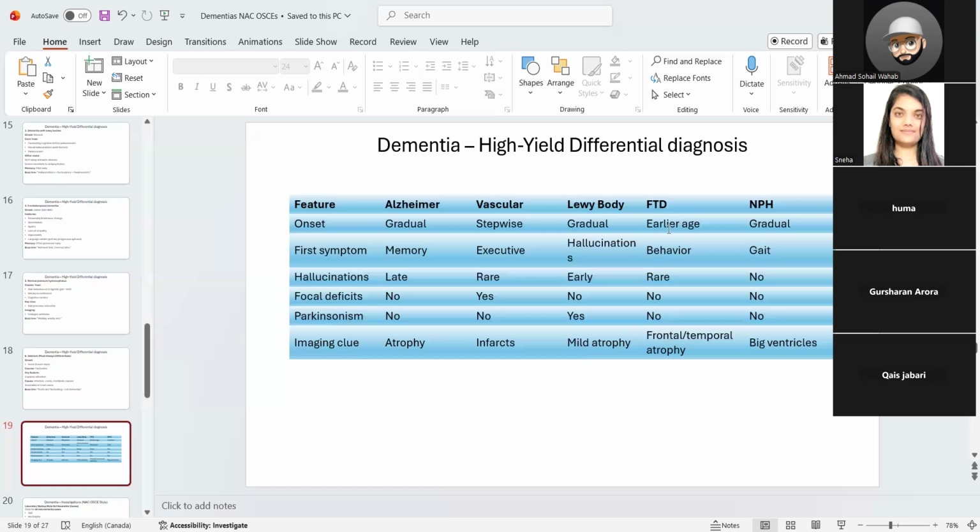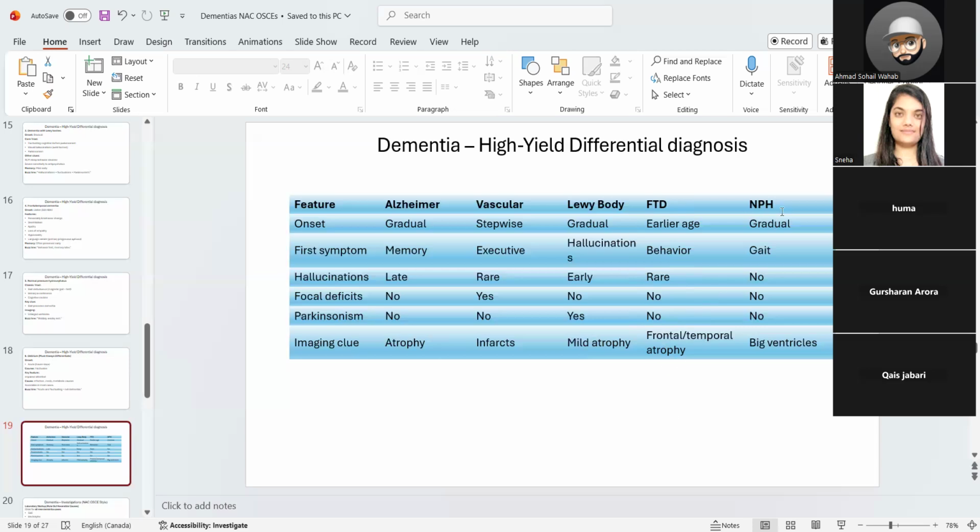Frontotemporal dementia, it is in younger patients comparatively. They have behavioral issues and memory starts getting impaired later on. They may have hallucinations. They usually do not get any focal deficits or Parkinson's features. When you do imaging, you can see atrophy of frontotemporal lobes.